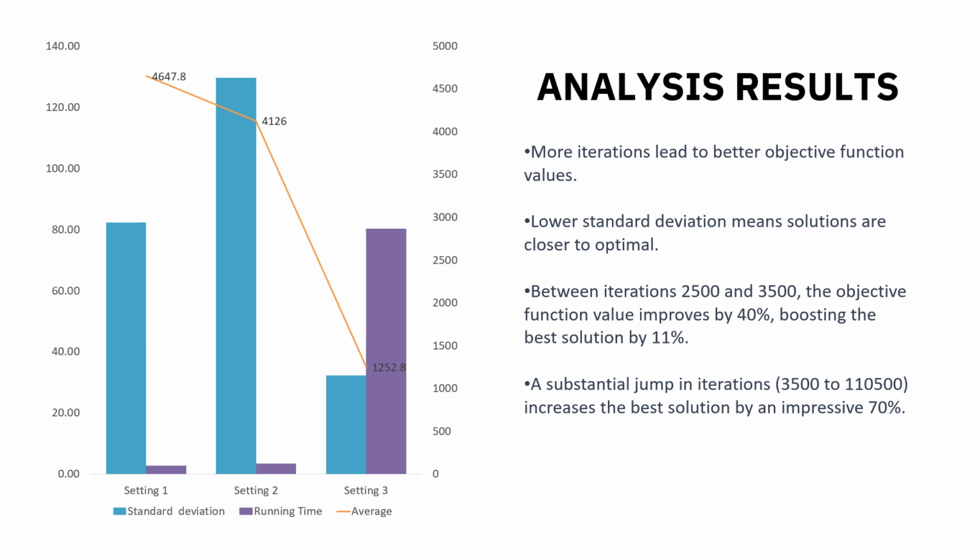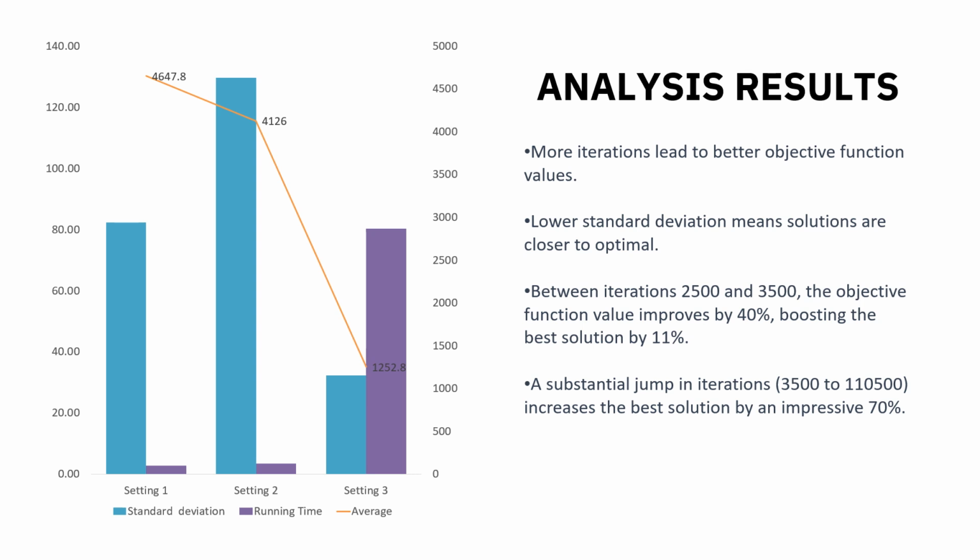So here, when you look at the standard deviation, which is represented by the blue bar, the lower standard deviation means the solutions are closer to optimal, which is correct here because the solutions are reducing from 4000 plus to 1000 plus only for setting number 3.